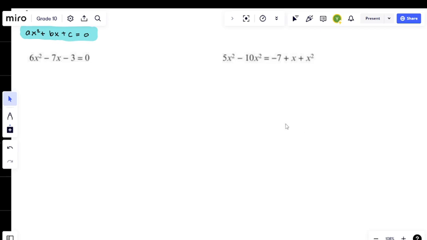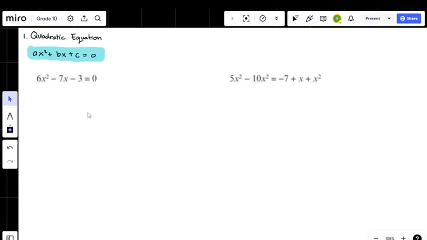Okay, good evening. Today I will review our topics so far, so you can have more understanding for this chapter about quadratic, either it's equations or functions.